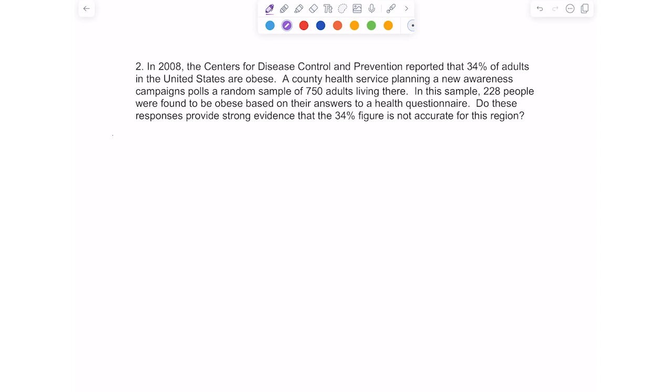So my null hypothesis would be that P is equal to 0.34. It's not asking if it's more than or less than, it's just saying, is it not accurate? So therefore, this is going to be a two-tailed test. So P does not equal 0.34 is my alternative. Now I need to find my calculations. So P hat here is going to be 228 divided by the 750, and that comes out to 0.304.